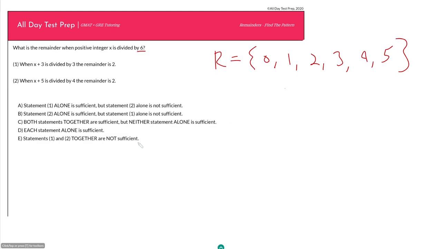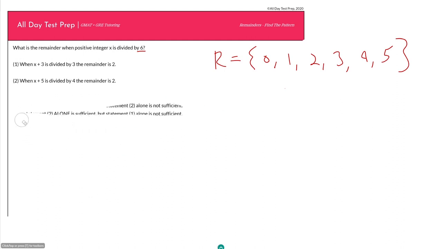Here I actually might delete my data sufficiency answer choices, which again should not be a problem because you should have these memorized, just to give myself some more space. Okay, so let's see if we can translate each of these statements. So statement 1 says when x plus 3 is divided by 3, the remainder is 2.